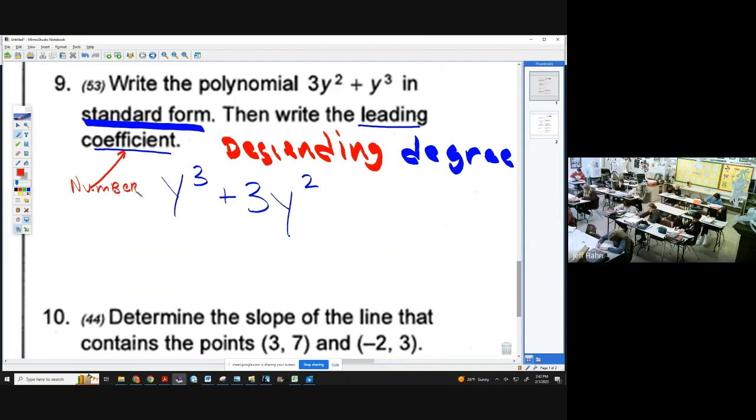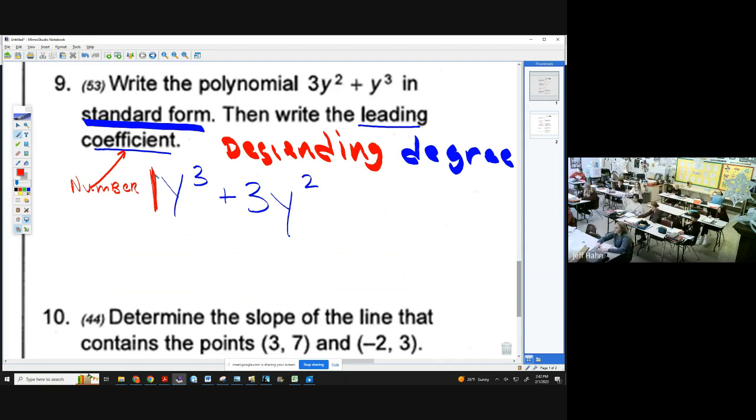So the leading number in this is a 1. Even though it's not written there, it's an assumed 1. If the 3y squared had been written first, it would have been a 3. But it's not first because it's not there. So this one, chalk that up to an easy 1 right off the bat.